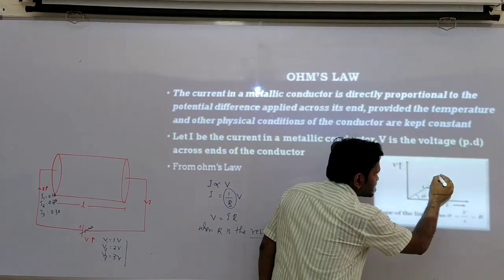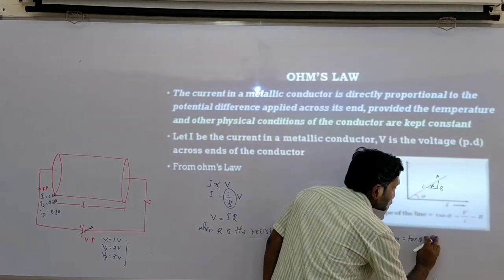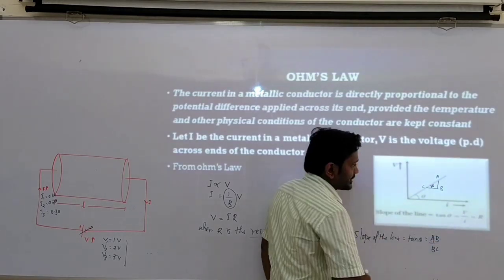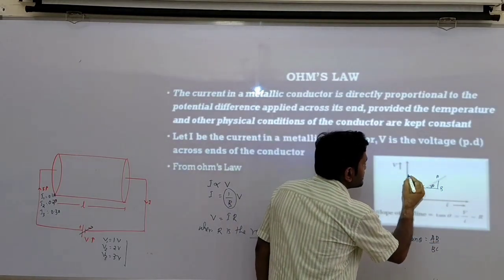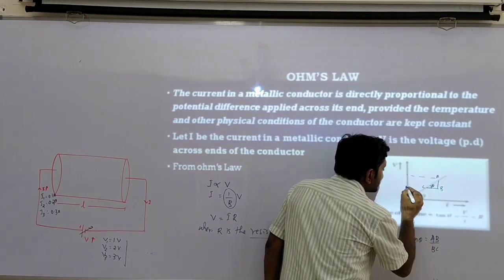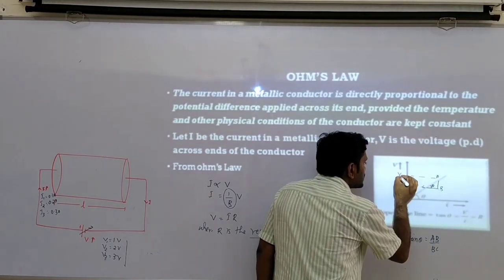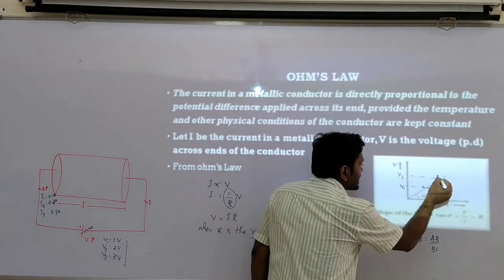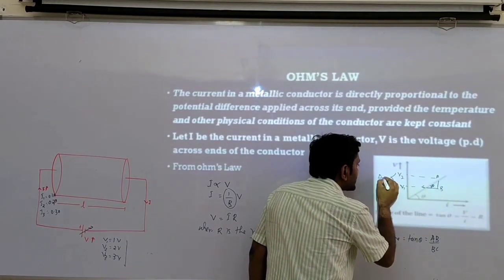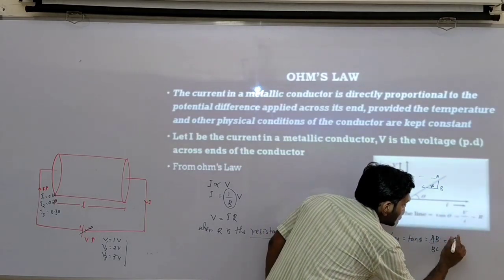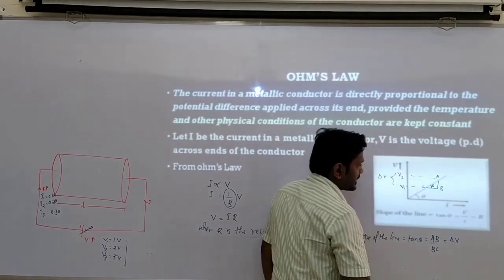That is, tan theta is equal to AB divided by BC. Here AB is represented by taking B as P1 and A as P2. That is, AB is equal to delta V, the difference between V1 and V2. Here AB is equal to delta V.